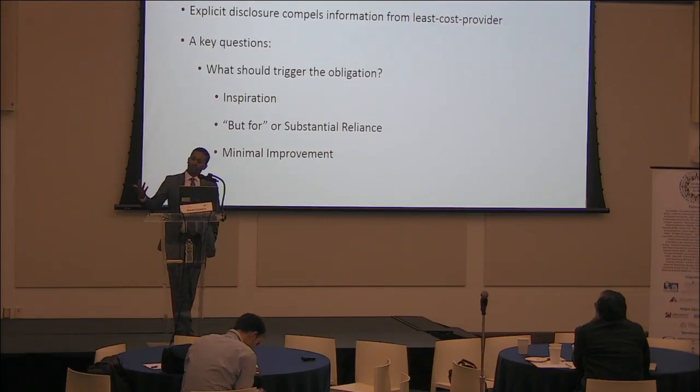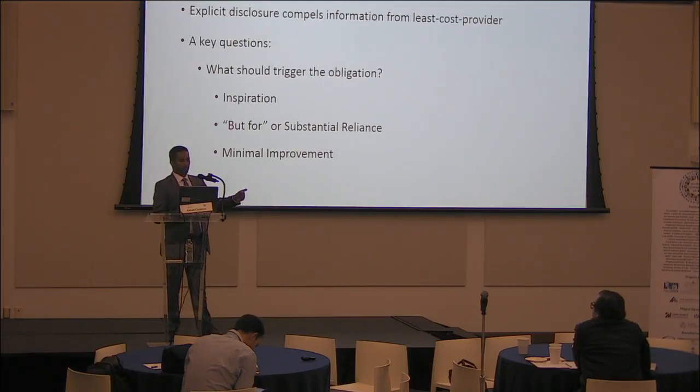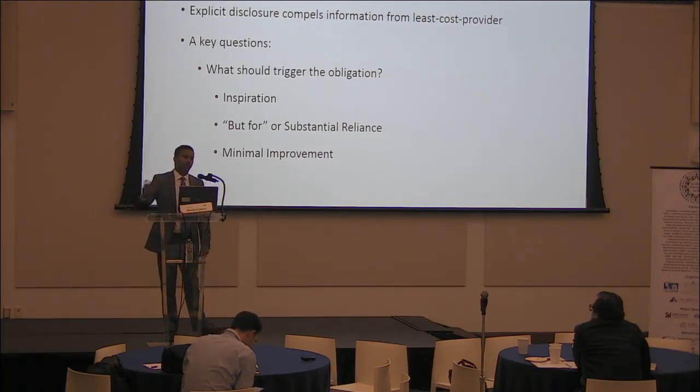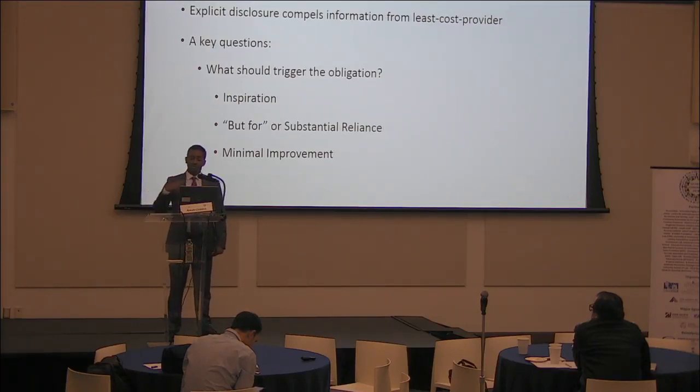Here I would invite you to think about three levels of reliance on traditional knowledge, three different levels of engagement with traditional knowledge. A minimal engagement is where the researcher is only inspired by traditional knowledge. So imagine Robert Larson, he hears of a traditional practice, but he's not engaged with the community. He's inspired by that, but then goes off and does research in a separate field. Right, so this is minimal engagement, it's only inspiration. So I don't think that should trigger the obligation to disclose.